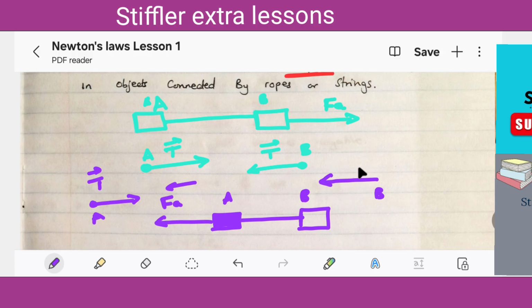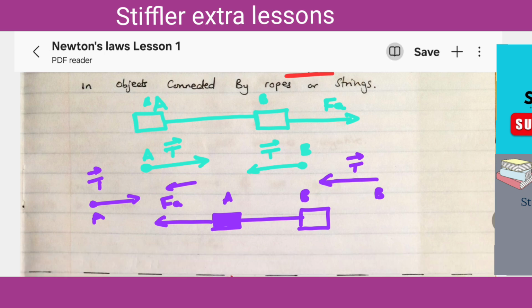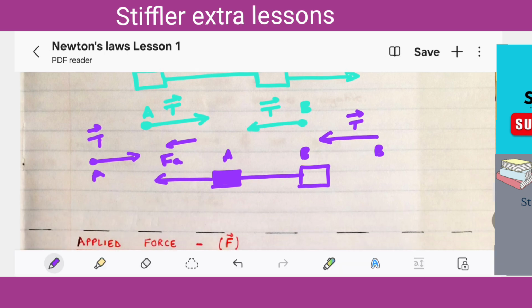Just know that these tensions will be in opposite directions. On the object that is behind, the tension acts like the applied force. One more thing I can explain about objects pulling each other: always remember that these objects are moving together, so the accelerations of these objects will always be the same. They will have the same tension, just in opposite directions.